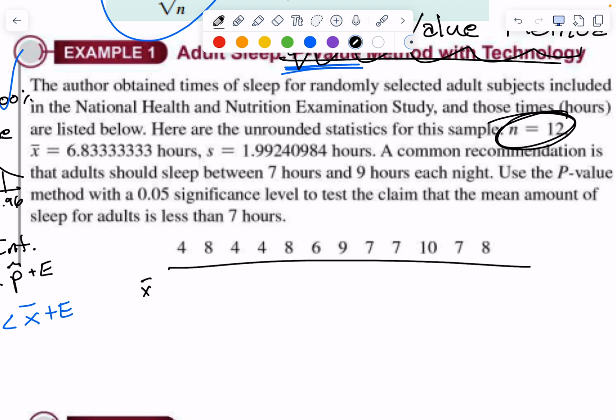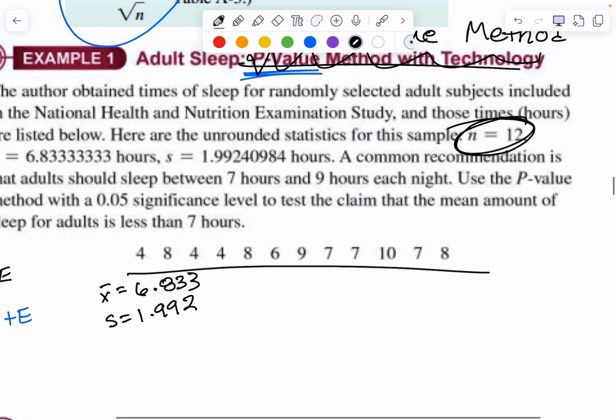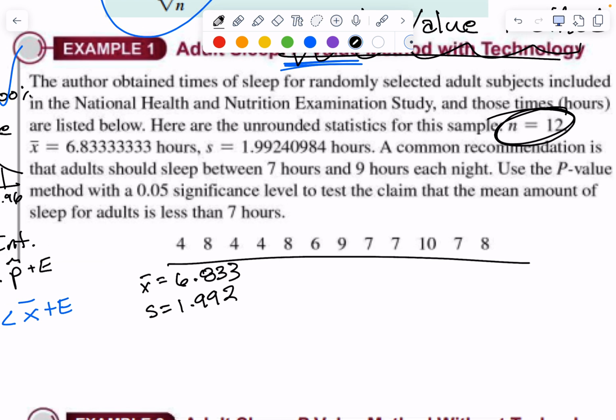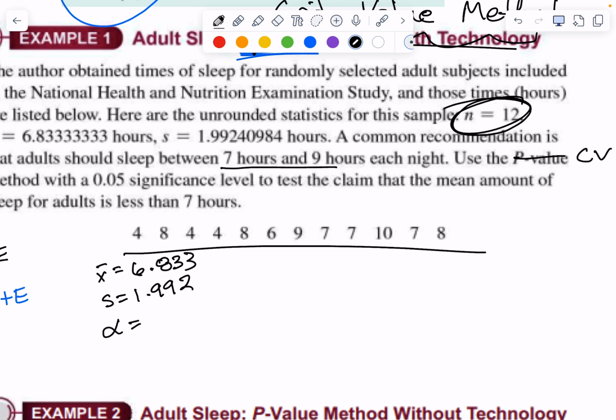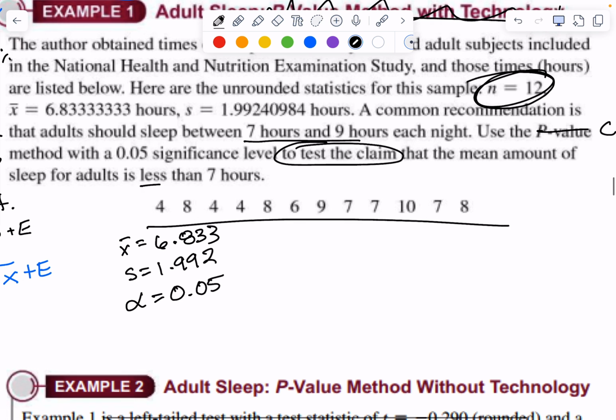They're giving this to us, right? They say that X bar is 6.833. We'll just round it off to 3 decimal places, okay? Standard deviation is 1.992. We'll round it off to 3 decimal places, all right? That's stuff that we need. A common recommendation is that adults should sleep between 7 and 9 hours each night. Use the p-value method. We're not going to do p-value. We're doing critical value method with a significance level of 0.05 to test the claim. There are the magic words. To test the claim that the mean amount of sleep for adults is less than 7.